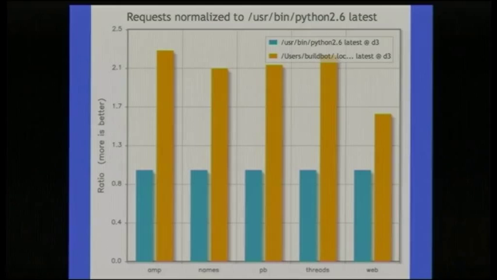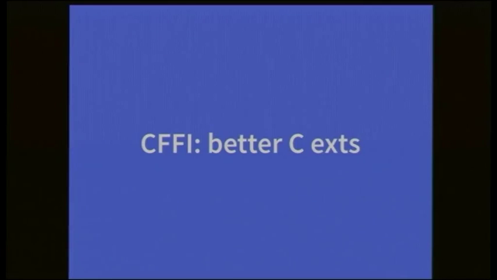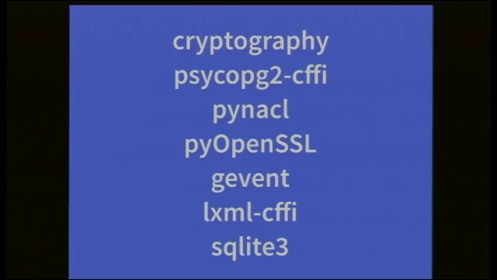For example, the blue line is Python 2.6, when we had our old build bot. And the orange bar is a really old version of PyPy. I'm updating it to have the newer ones. It comes with CFFI, which is better C extensions. You can use cryptography, which is Python's arguably new crypto library to replace PyCrypto. You can even use Psycopg2, which runs faster than the C extension version. PyNaCl for your libsodium crypto needs. PyOpenSSL for your SSL needs. Gevent even works in it. lxml works in it. And SQLite.